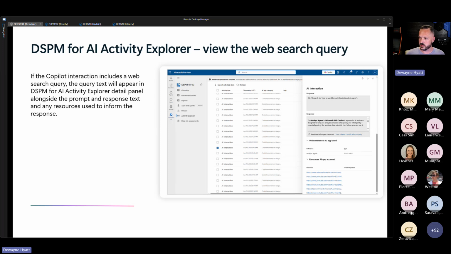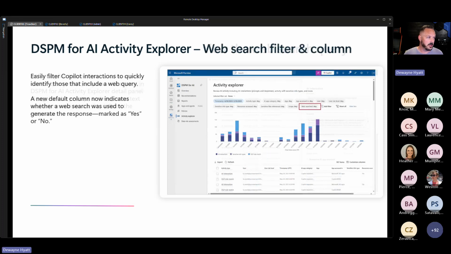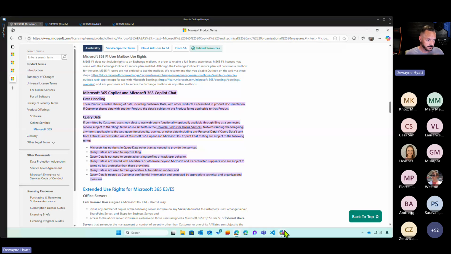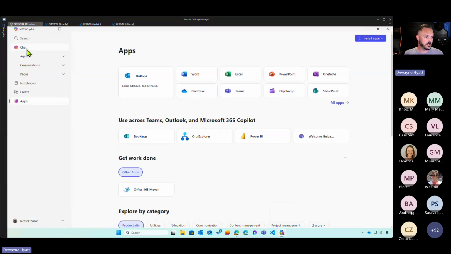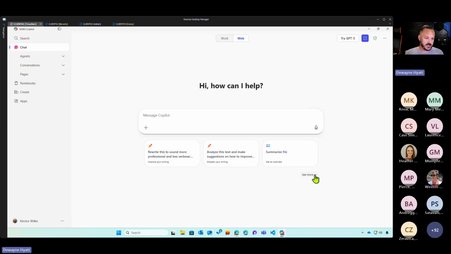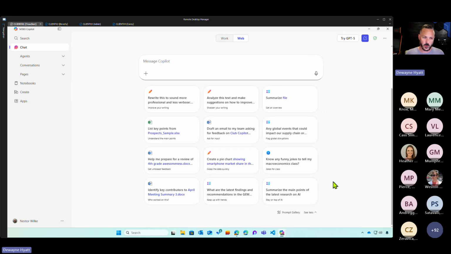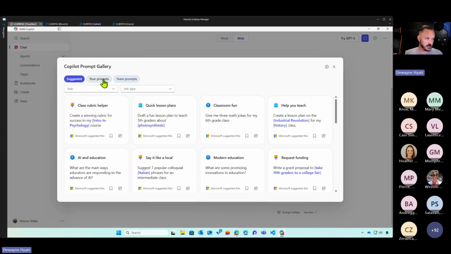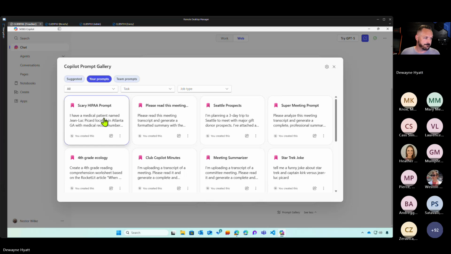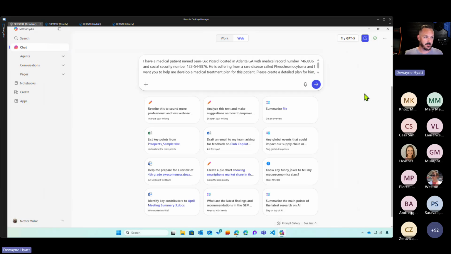So let me actually show that, and then we're going to skip ahead on a bunch of slides. So let's take a look at old Nestor here, and Nestor is going to go into chat. And I have a saved prompt that I use quite frequently. It's called Scary HIPAA Prompt. That's what I named it in my prompt gallery.